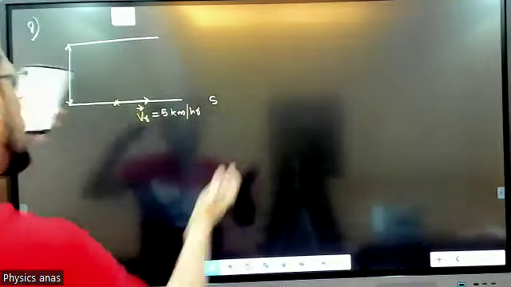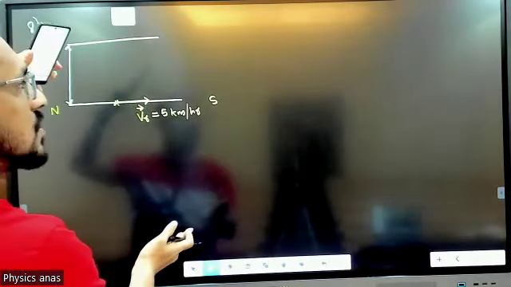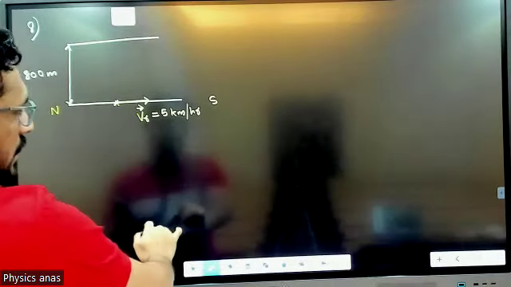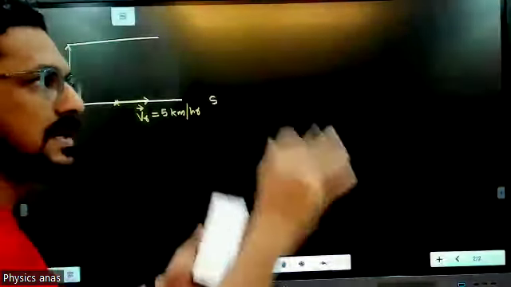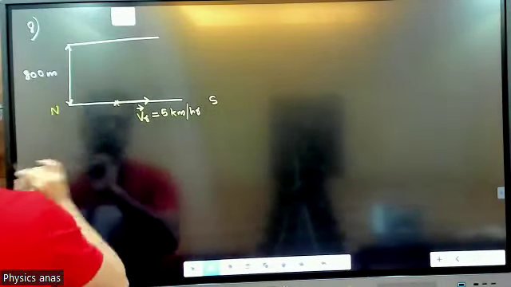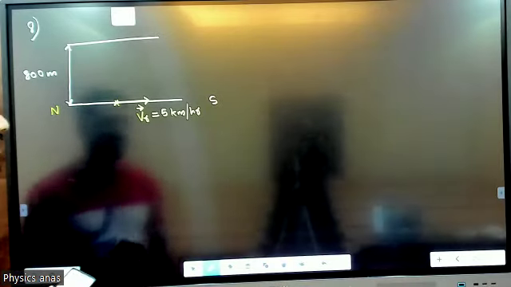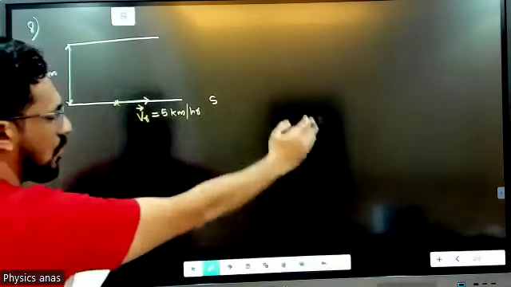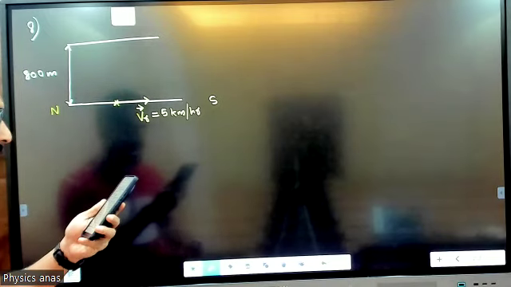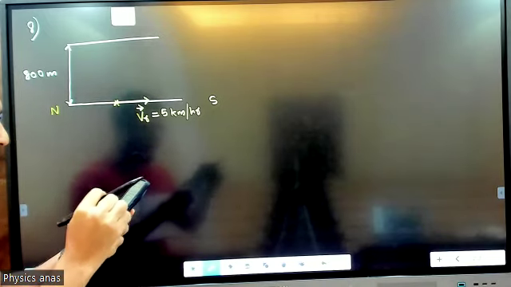If you are drawing this figure like this, then now north will be up, south will be down. All other directions will be accordingly. Okay, I am taking north here and south here. It is flowing from north to south. A swimmer.